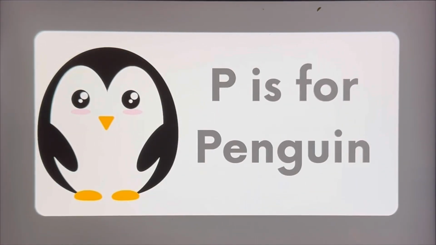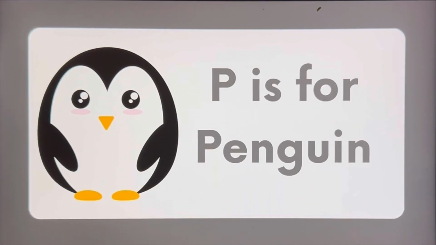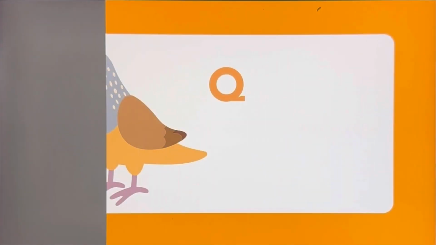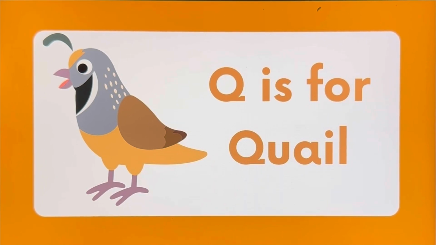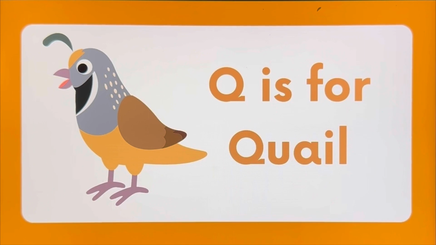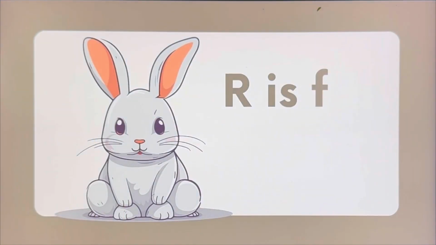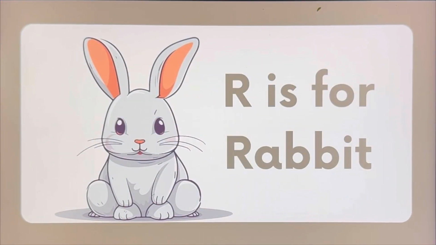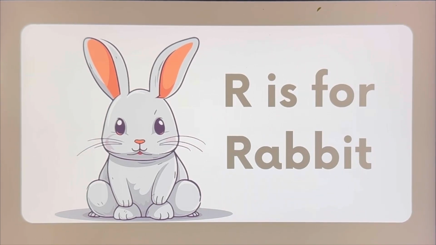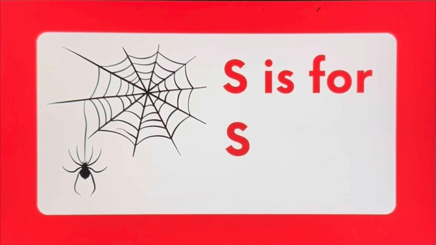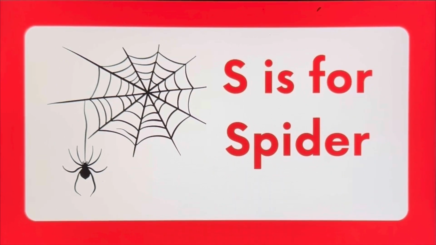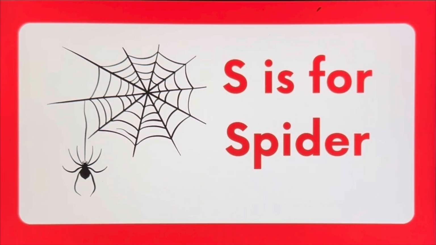P is for penguin. Penguin. P is for penguin. Q is for quail. Quail. Q is for quail. R is for rabbit. Rabbit. R is for rabbit. S is for spider. Spider. S is for spider.